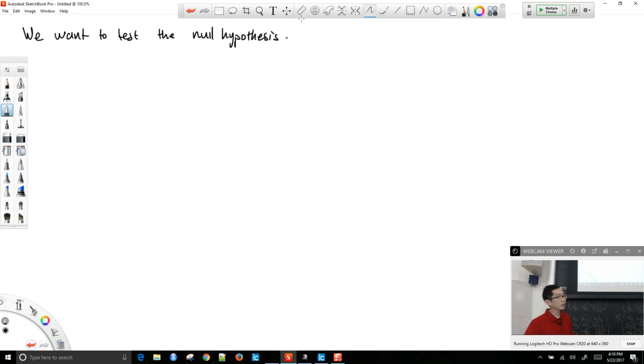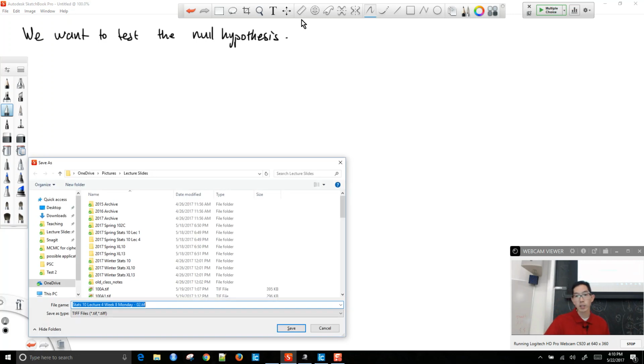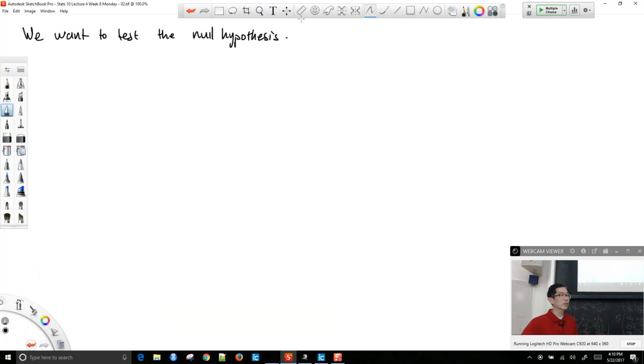And the way we're going to test the null hypothesis is we're going to make a critical assumption. We're going to say, let's assume that the null hypothesis is true. If we assume that the null hypothesis is true, what do we expect to see? In essence, we create an idea of our expectations. We have some expectation, and then we compare it to reality.